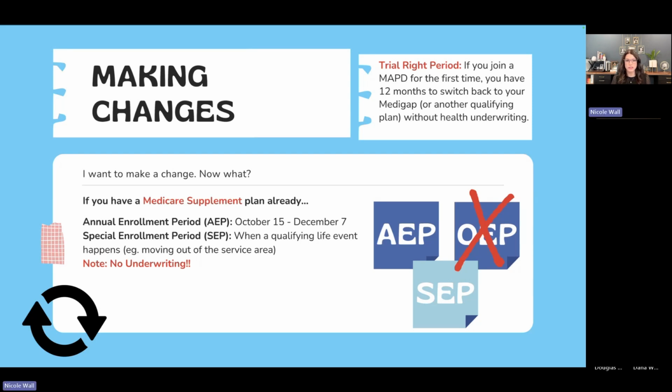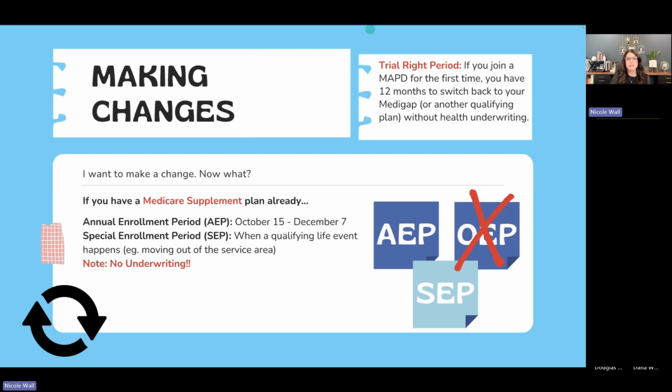So that would fall under that kind of special enrollment period. With Medicare Advantage plans, there is no underwriting. So everybody is accepted. It doesn't matter. And then the last thing I wanted to mention with that is that there's a trial right period.